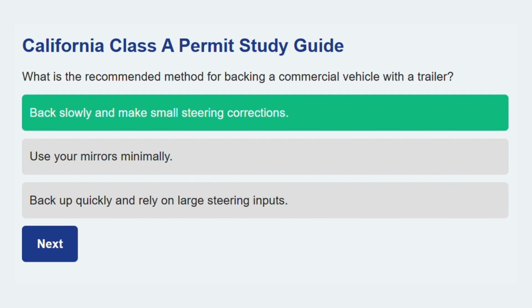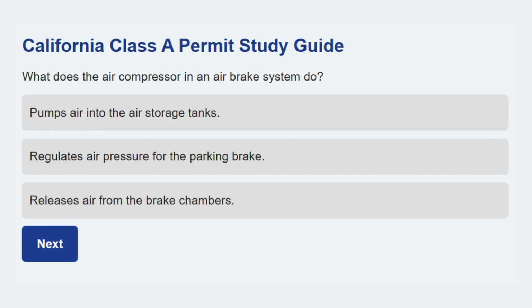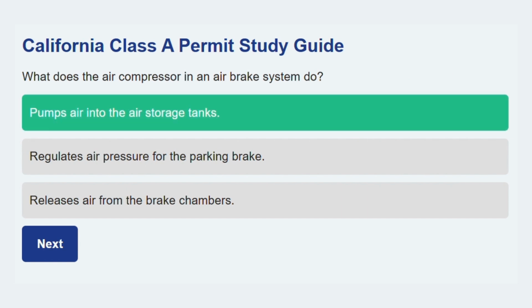What's next? What does the air compressor in an air brake system do? Pumps air into the air storage tanks. This maintains the air pressure needed for the brake system to function.